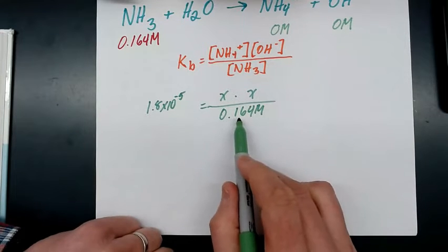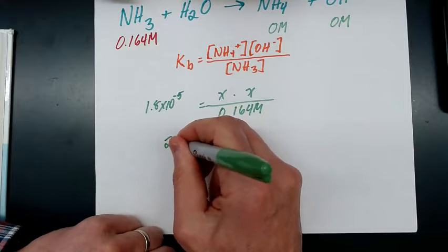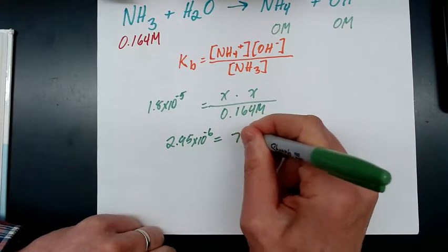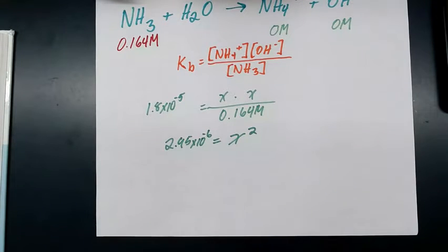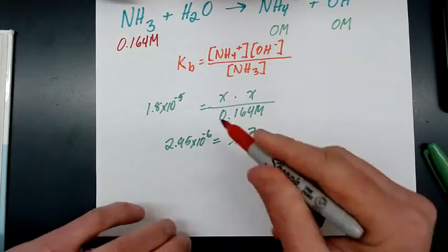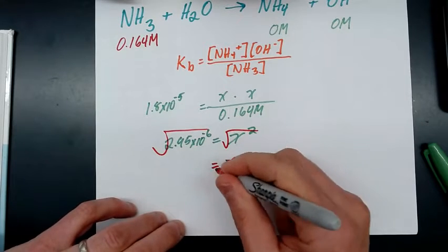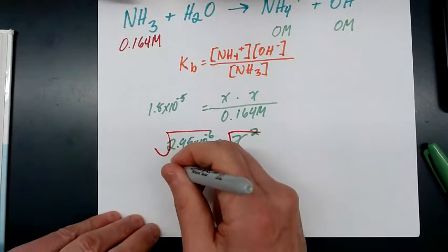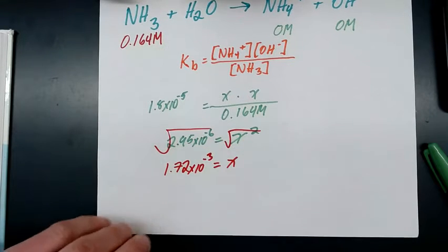I'm going to multiply these two and get 2.95 times 10 to the negative 6th, and that is equal to x squared. And then I'm just going to take the square root of each of these, and find that x is equal to 1.72 times 10 to the negative 3rd. So our concentrations of both our ammonium and hydroxides is going to be 1.72 times 10 to the negative 3rd.